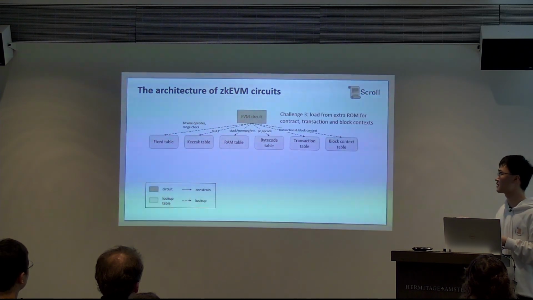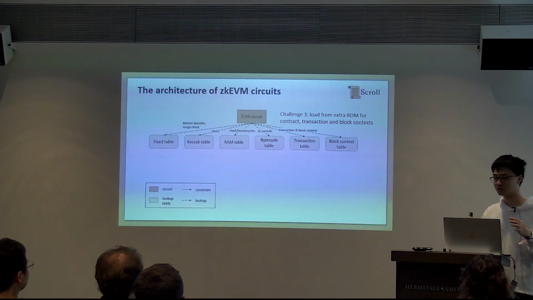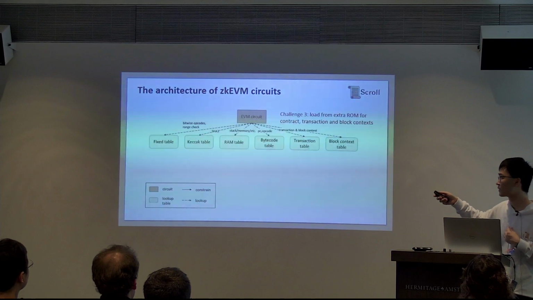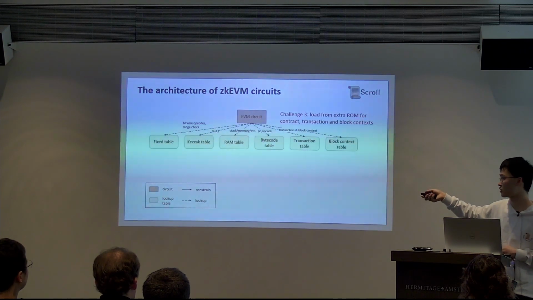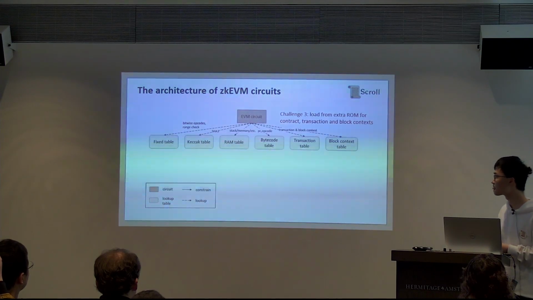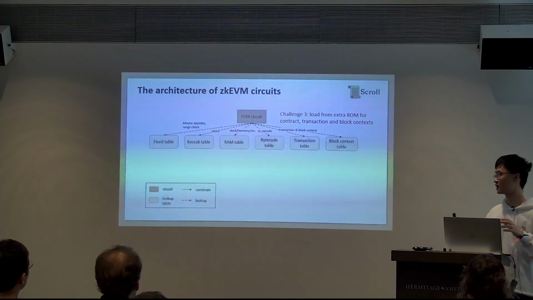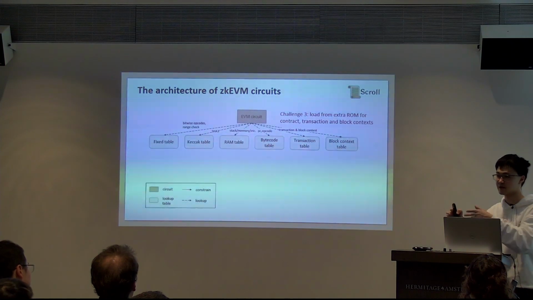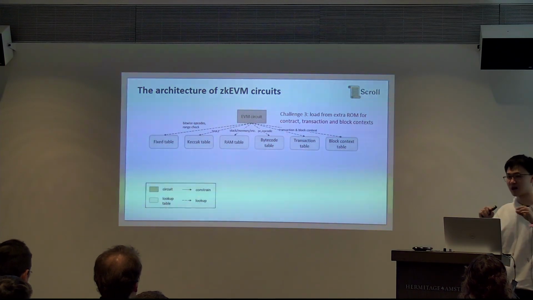And third, you also need to prove that the opcode you fetch is correctly fetched from your bytecode. So you need a bytecode table, and also you need some transaction table to prove your signature, and a block context table to prove some other block context variables. And basically what I just did is assume that there is some magic table there, and you just look up everything there.